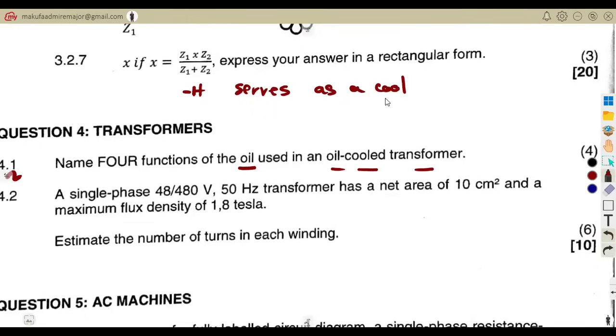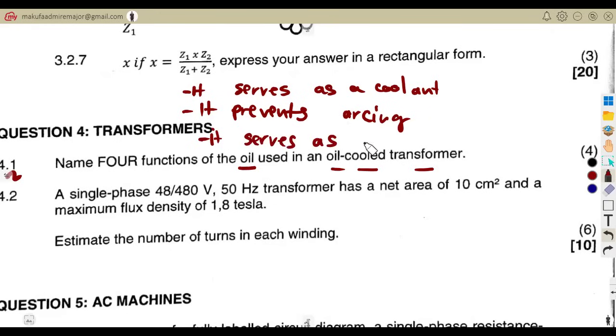All right, that's part you're supposed to have. Also, it prevents arcing, which is eking actually. Prevents arcing. Okay. Then also it serves as a secondary insulation. It can also be used as a secondary insulation. So it serves as a secondary insulation.